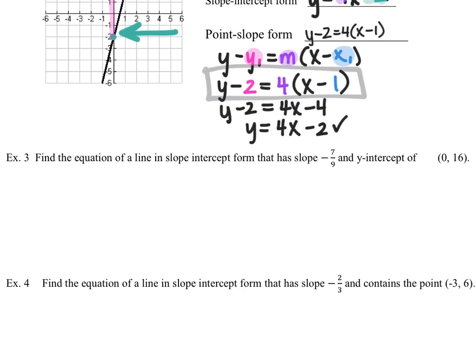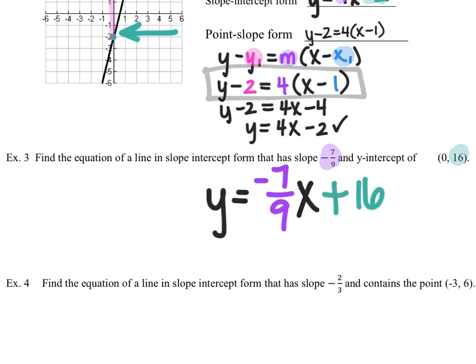In example 3, we want to find the equation of a line in slope-intercept form that has a slope of -7/9 and a y-intercept of 16. So this one gives us the slope and the y-intercept, so we actually don't have to do any math at all except for substitution. So we just want to take that slope of -7/9 and substitute it into the slope-intercept form in place of m. And we will substitute positive 16 in place of b, and that is all there is to that.